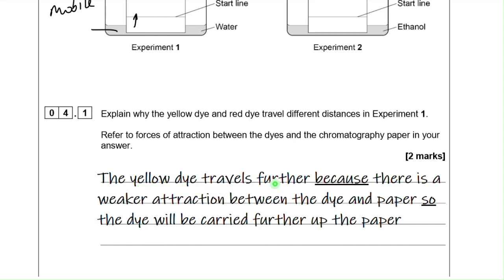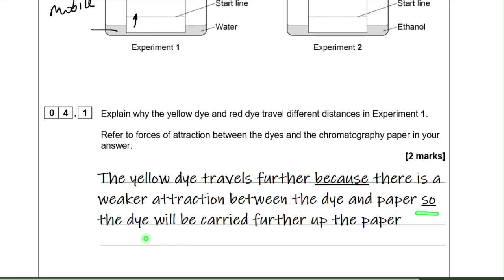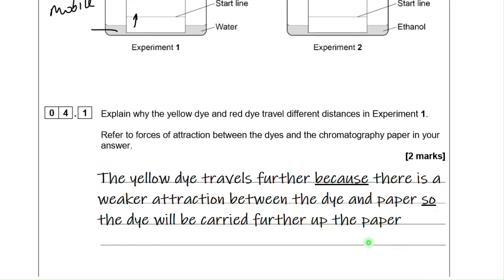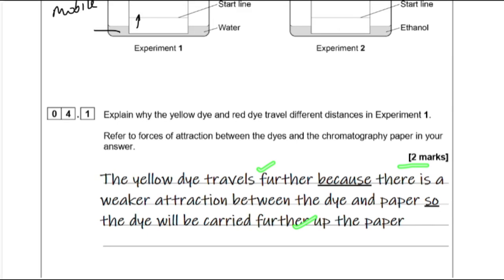The yellow dye travels further because, remember it's an explain, there is a weaker attraction between the dye and paper. So the dye will be carried further up the paper. 1 mark for the yellow dye travelling further, 1 mark for the weaker attraction. 2 marks. Over the page, 4.2.